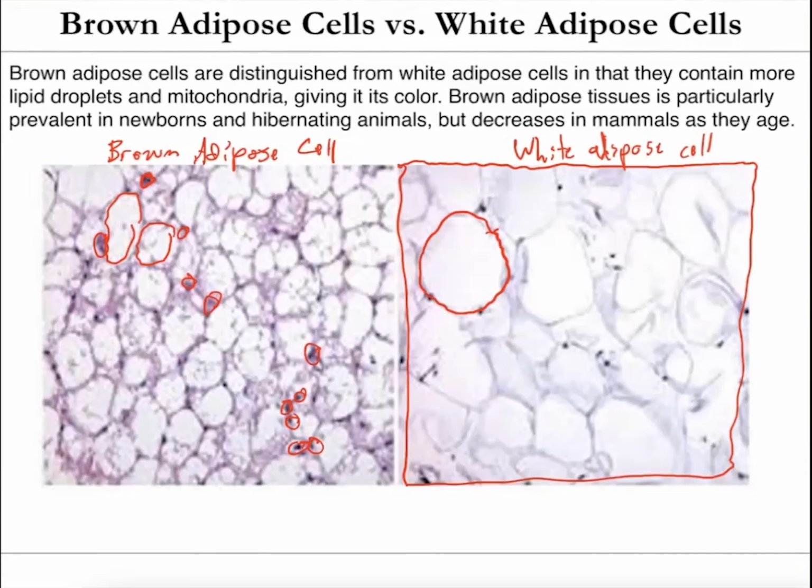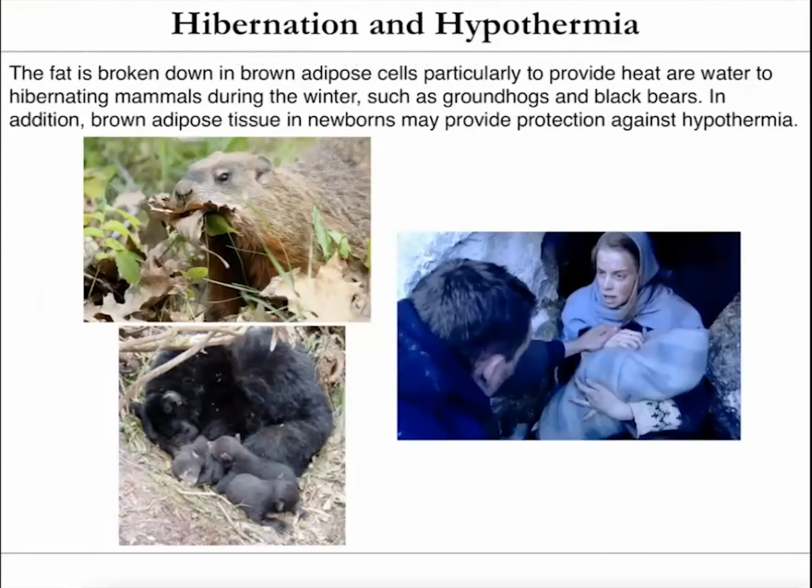So it's a pretty interesting type of cell that has a lot more mitochondria than other types of cells. And so that fat broken down in brown adipose tissue, as I said, provides heat, and it also provides water to these hibernating animals during the winter. So here's a groundhog right here, and here's a black bear right here. They both hibernate or semi-hibernate, and during that, they'll break down those brown adipose tissues so that those fat stores can keep them alive for quite a long time.